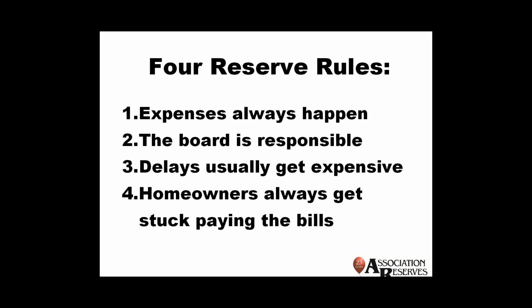Okay, looking at the time, and to summarize what I've covered today, I want to leave you with what we call the 4 reserve rules. Expenses always happen. The board's responsible to maintain the assets of the association, meaning that guessing is irresponsible. Delays usually get expensive, so it saves time and money to plan ahead, and the homeowners always get stuck paying the bills. So to save them money and maximize their property values, you need to prepare responsibly.